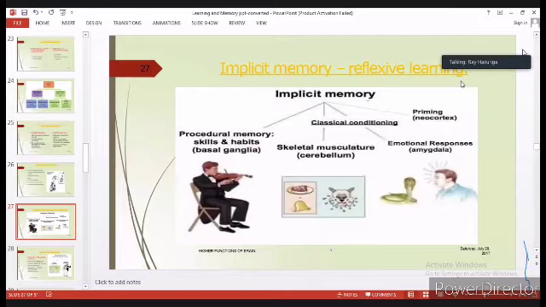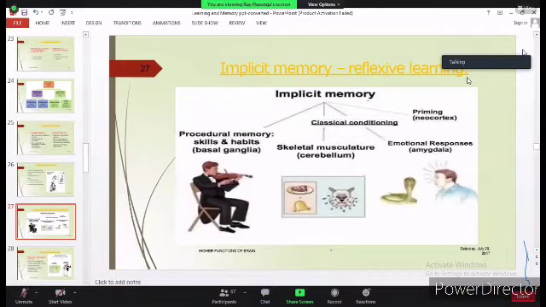And then for the emotional responses, the limbic system, and in this situation, we're talking about the amygdala, which is involved in the emotional response. And then priming, we have neocortex. So these ones you need to know where the different parts are in terms of the brain. This is the doctor stuff and not the psychologist stuff. So this is what you need to know. That's what I was emphasizing.